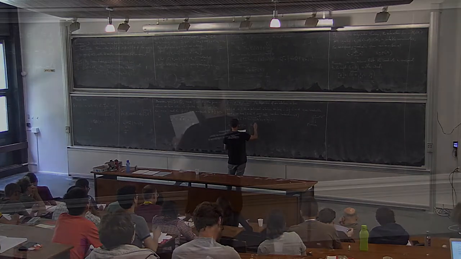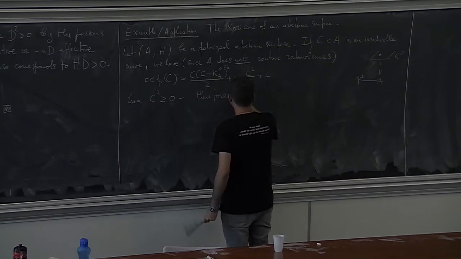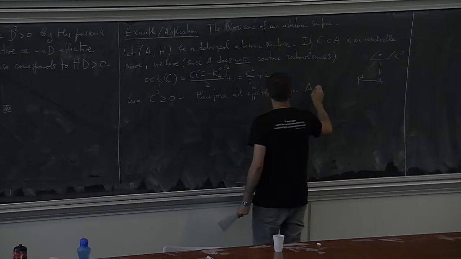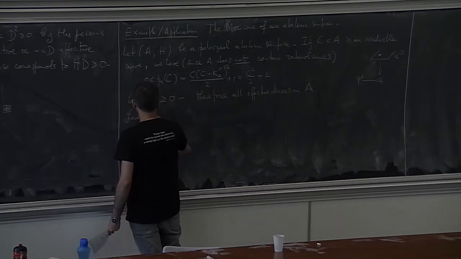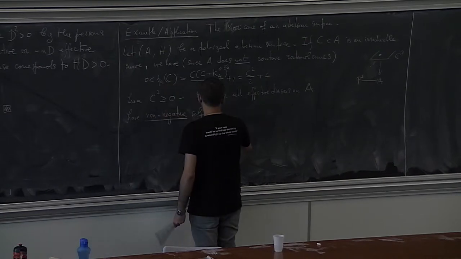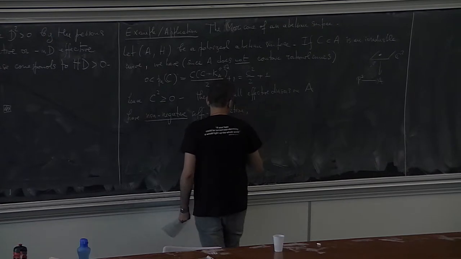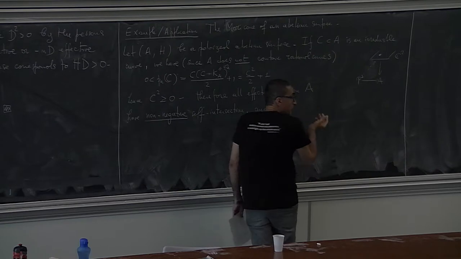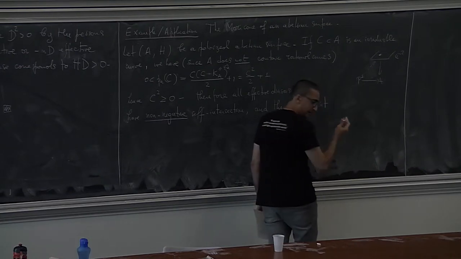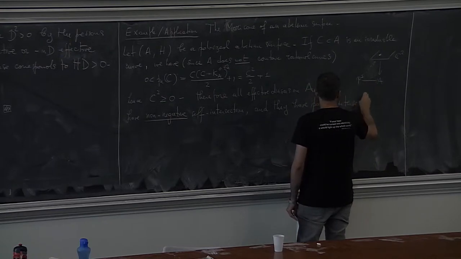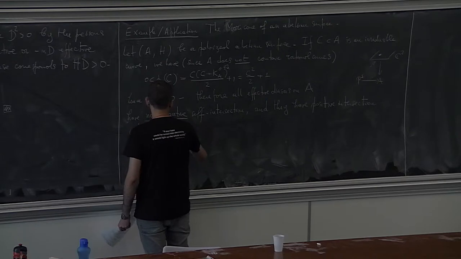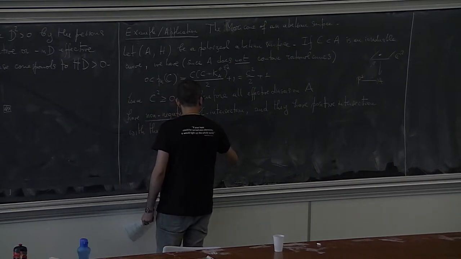Therefore, all effective divisors on A have non-negative self-intersection, and by Nakai-Moishezon, for instance, they have positive intersection, I mean strictly positive intersection, with the ample class.